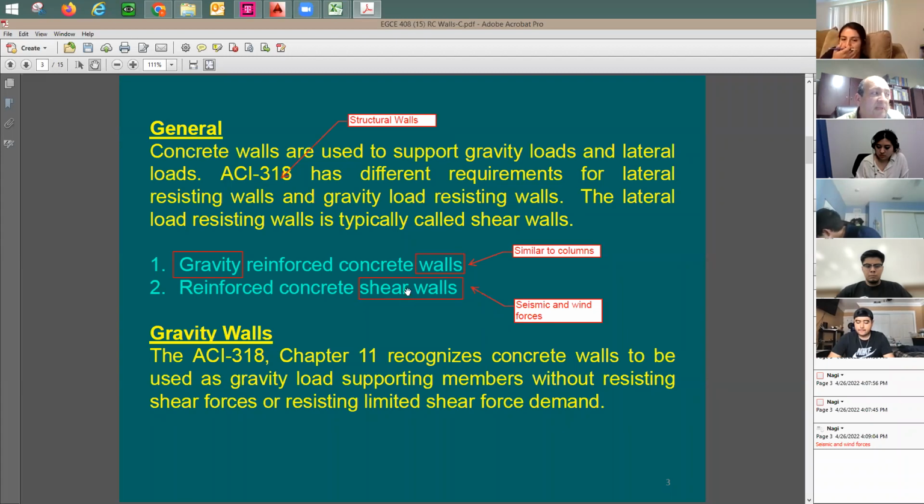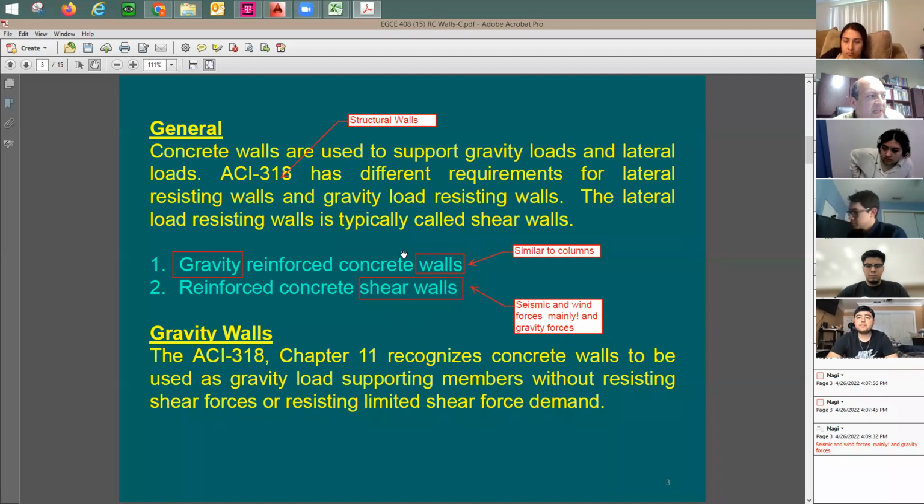Does it mean that shear walls do not support gravity loads? I'm going to say no. These also support gravity loads. So I'm going to say seismic and wind forces mainly, and of course, gravity forces. So the difference between the two: the first type, which is gravity walls, just supports gravity loads. The second type supports all types of loads, but mainly it's going to be seismic forces, because this is why you call them shear walls.